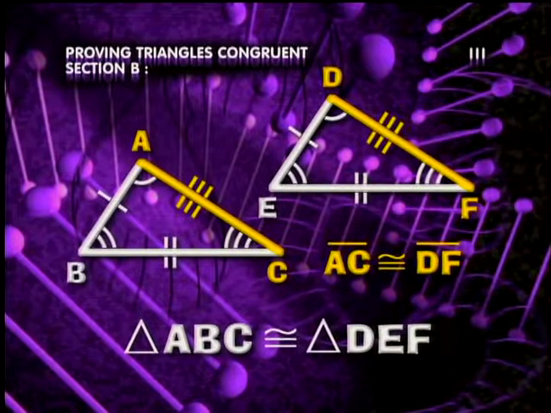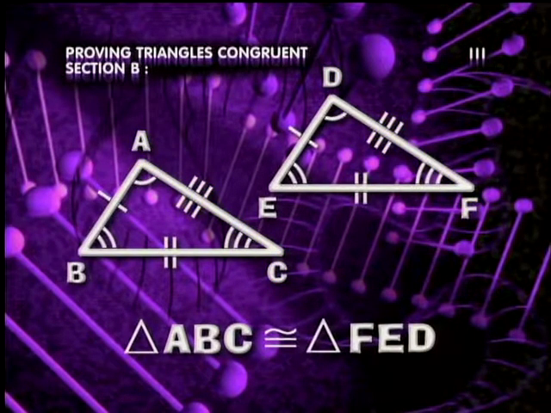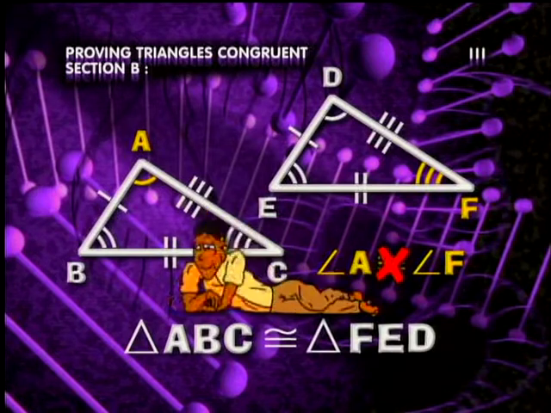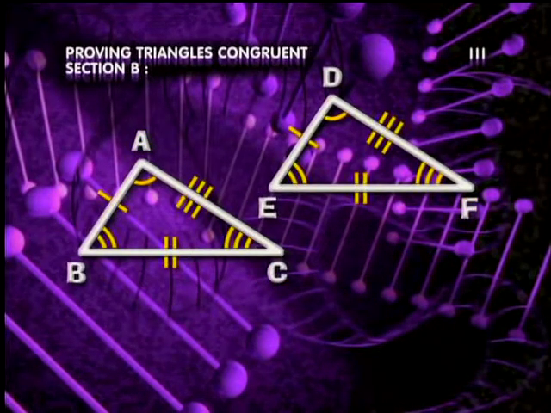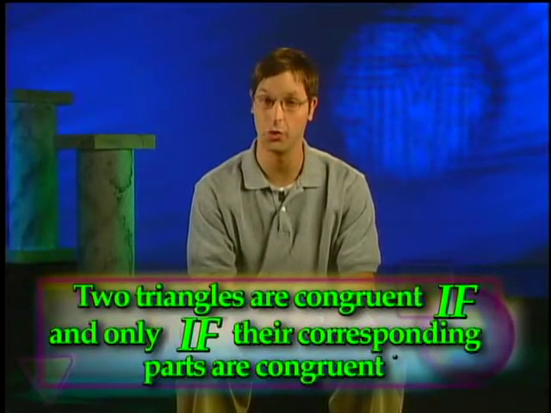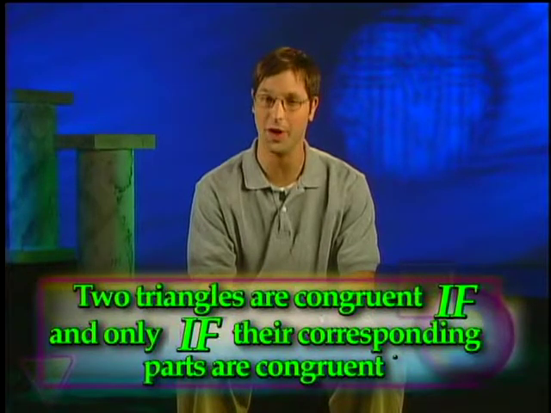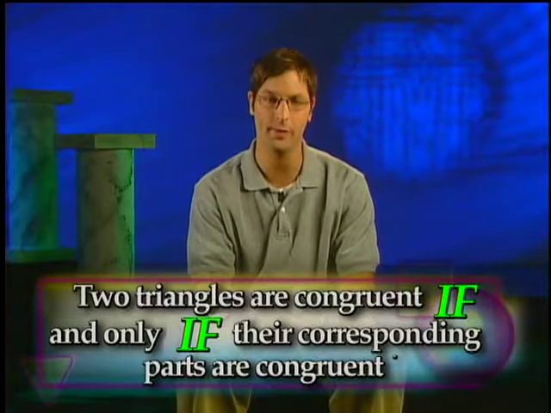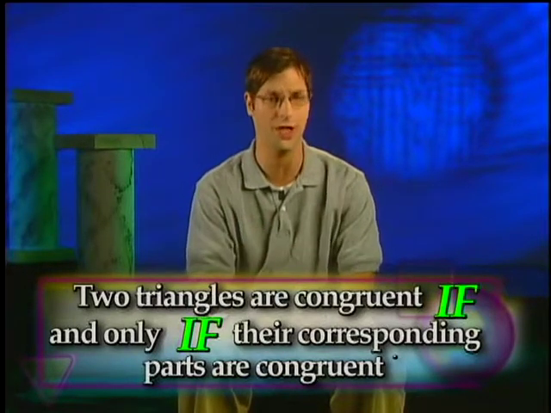If we were to say that triangle ABC is congruent to triangle FED, we'd also be saying that angle A is congruent to angle F, which is wrong. Notice how we show what parts are congruent in the diagram? We mark them with little lines to show which ones match up. Note that the definition, two triangles are congruent if and only if their corresponding parts are congruent, uses the phrase "if and only if," reminding us that this statement is really two statements, the statement itself and its converse.